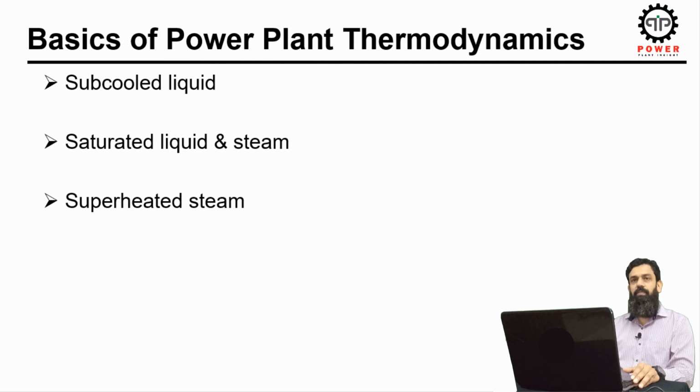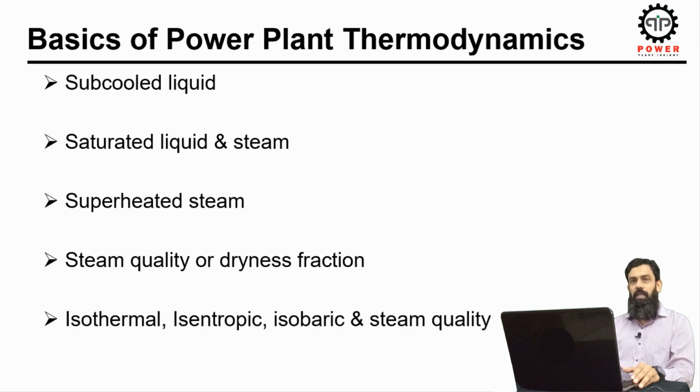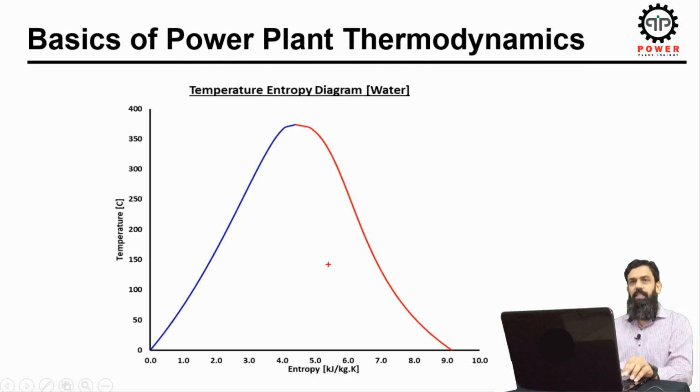Steam quality or dryness fraction is of key importance when we talk about the efficiency calculation of the steam turbines, and more particularly for the low pressure turbines which are directly connected with the condenser. We will also be discussing the isothermal, isentropic, isobaric and steam quality lines that are plotted over the temperature entropy diagram. So let's expand our discussion by having an overview of the major areas of this graph.